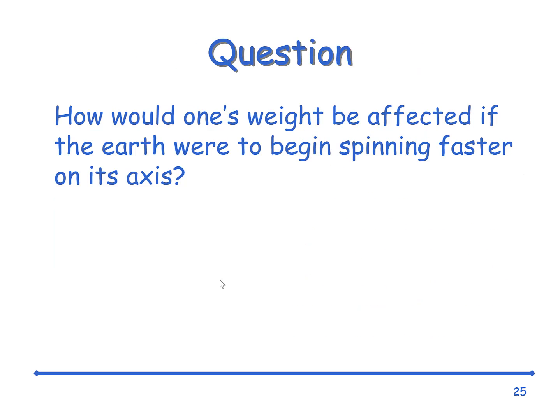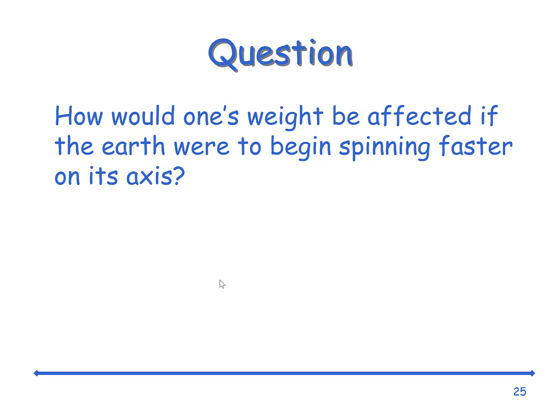All right, last question here. How would one's weight be affected if the Earth were to begin spinning faster on its axis? This is very similar to a question that Michael talked about in the spinning video you watched yesterday, where he talked about traveling east versus traveling west. If you were able to weigh yourself as you were doing that, there was a slight difference in your weight in those two directions because you're either traveling with Earth's rotation or against it.